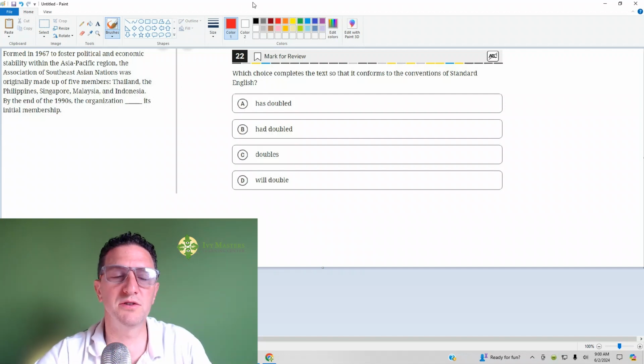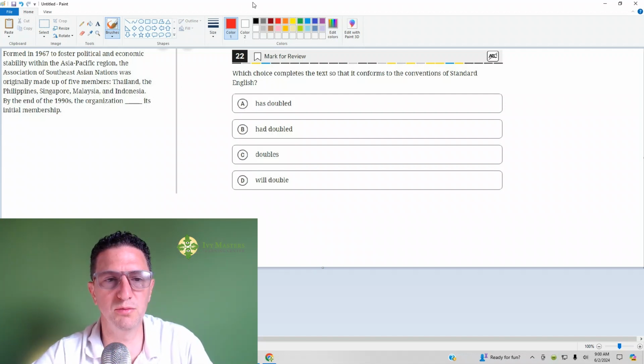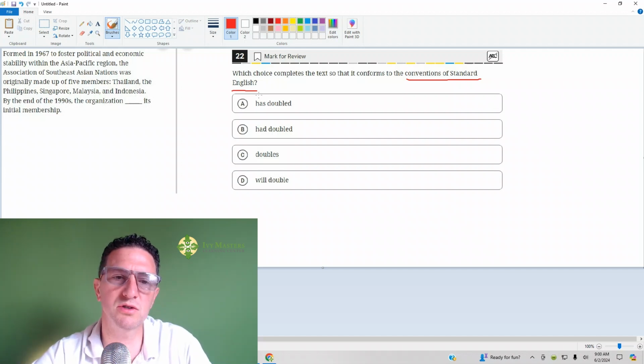22nd question from Digital SAT Test 2 Module 2 from the Bluebook app. And number 22 is asking about the conventions of standard English. You should look at your answer choices. First, it's not testing punctuation, no punctuation there.